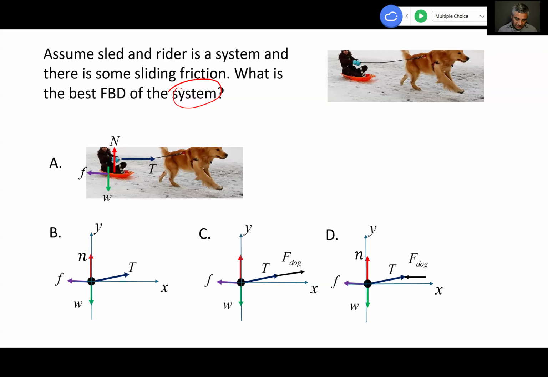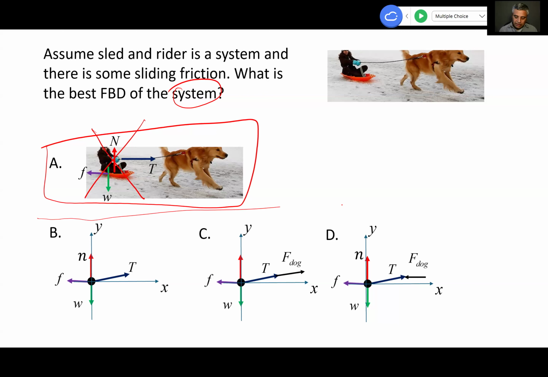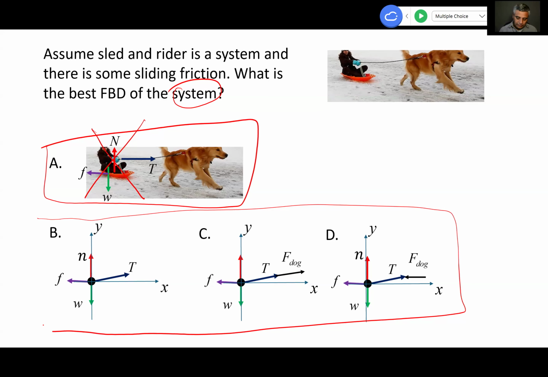So A, I'm not choosing A because for a free body diagram, we want to replace the object by a dot. That's why I'm not choosing that. So now let's look here. So here the system is this, here is a dot. So what forces are acting on the system?